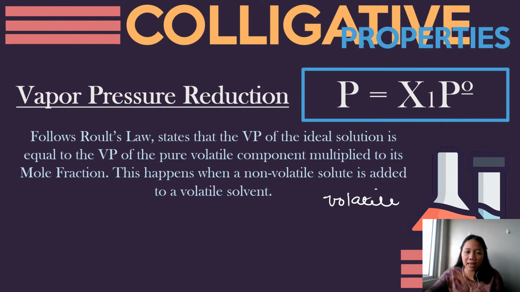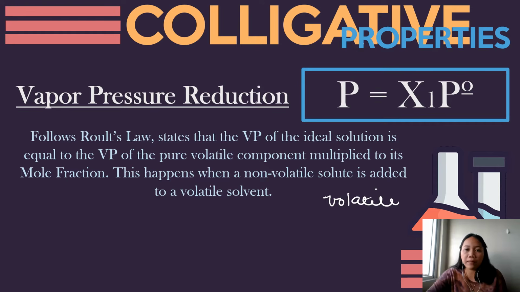So when you add a non-volatile solute in your volatile solvent, when you say volatile solvent, it can easily change into vapor. So when you add a non-volatile solute, of course, the property of that volatile solvent will change. It will not be volatile anymore because of the presence of your non-volatile solute. That is why we call it a colligative effect: because of the addition of a non-volatile solute, your solvent will change its property. So that first property is the vapor pressure.